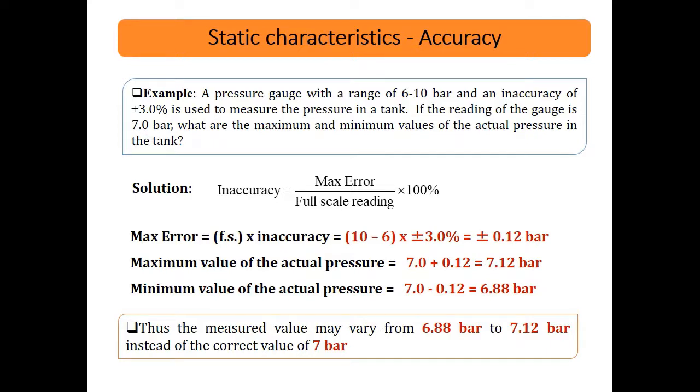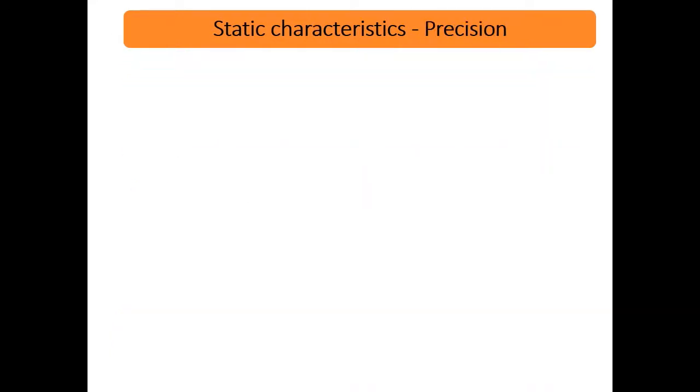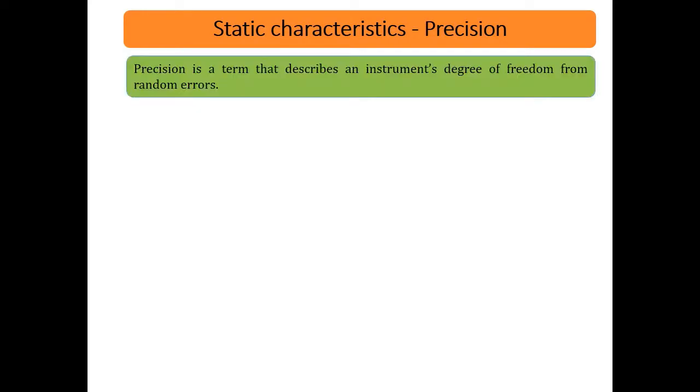So, we need to select an instrument or a measurement system depending upon the tolerance of the application to the inaccuracy or the error. Let's move on to the next important characteristic, that is precision.